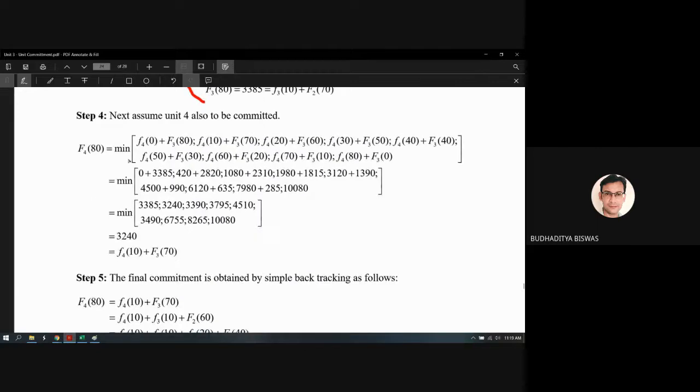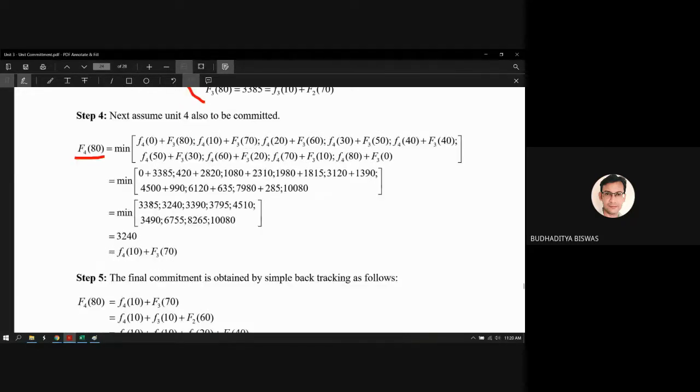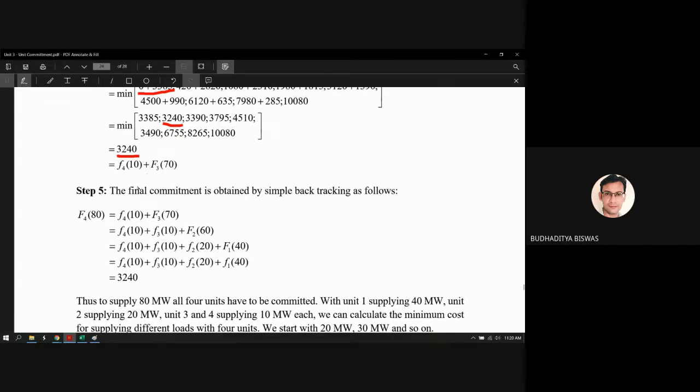Now at last, the next step, step 4, when unit 4 is also committed, we need to write all the possible combinations using unit 4. So F480 is equal to the minimum of F40 plus F380. F380 is coming from this one, so it's equal to 3385. So 0 plus 3385. In this way, we need to do all this calculation. And here the minimum coming is 3240. So 3240 is the second one, which is F410, F370. In this way, we need to do this one also.